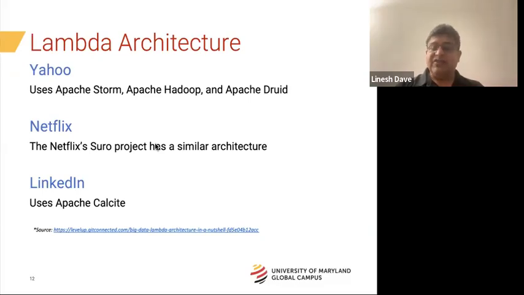Netflix has a very similar architecture, like a Lambda architecture, which they use. And LinkedIn uses something called Apache Calcite to make use of the Lambda architecture. So this is what some of the very popular companies that process lots and lots of data are making use of. Okay, any questions?